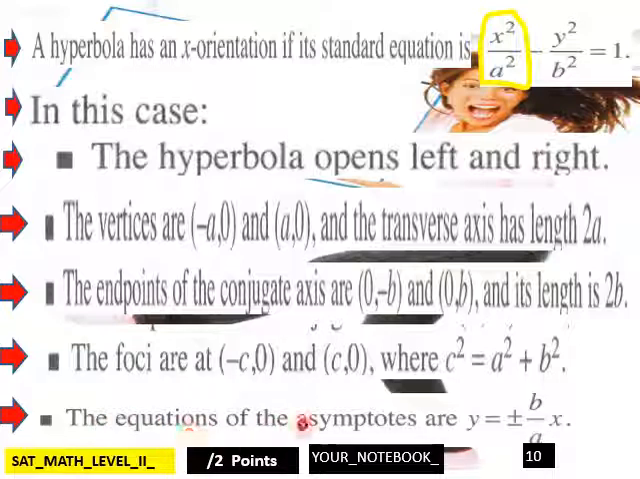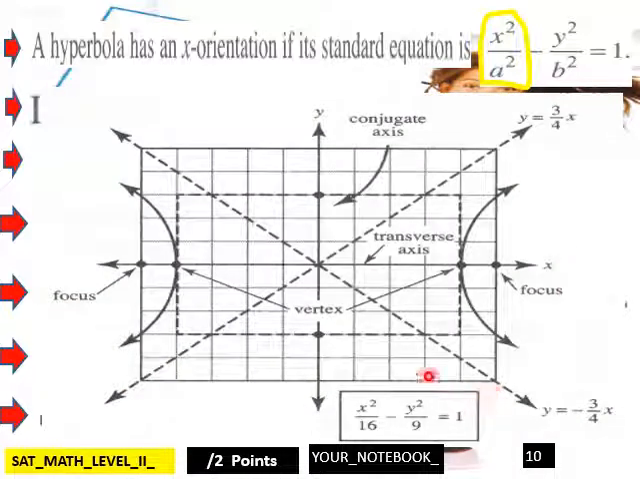The equations of the asymptotes are y equals plus or minus b over a times x. Again, here is a sketch of that. Here b squared and a squared give us negative 3 over 4 and then 3 over 4 for the slopes of our asymptotes.